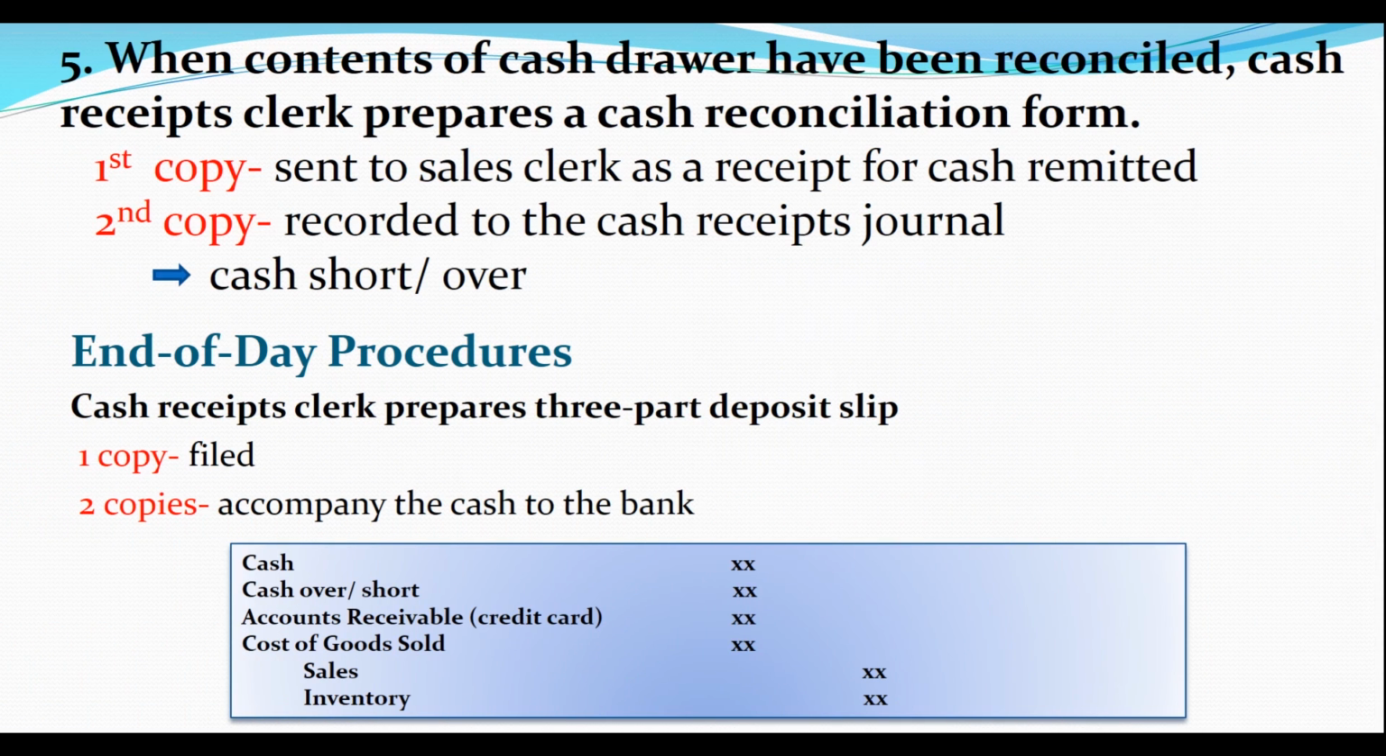The supervisor and the clerk take the cash drawer to the cash room, also known as the treasury. Number 5. When the contents of the cash drawer have been reconciled, the cash receipts clerk prepares a cash reconciliation form. The first copy is sent to the sales clerk as a receipt for cash remitted. The second copy is recorded to the cash receipts journal. End of day procedures. The cash receipts clerk prepares a 3-part deposit slip.